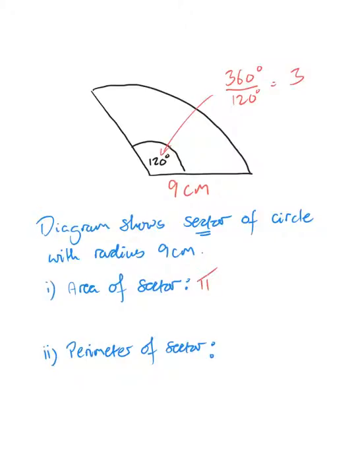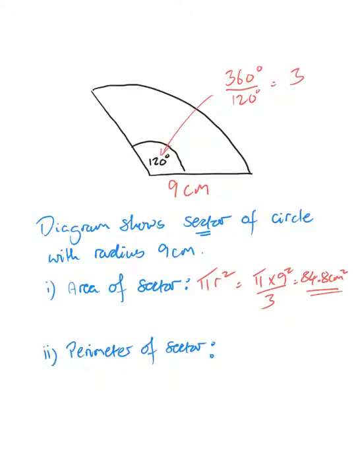So, remembering again, my area of a circle is pi r squared. So in this case we've got pi times 9 squared, but remember we've only got 1/3 of the circle, so we're going to divide that by 3. Put that into the calculator, we're going to get an answer of 84.8 centimetres squared to 3 significant figures.